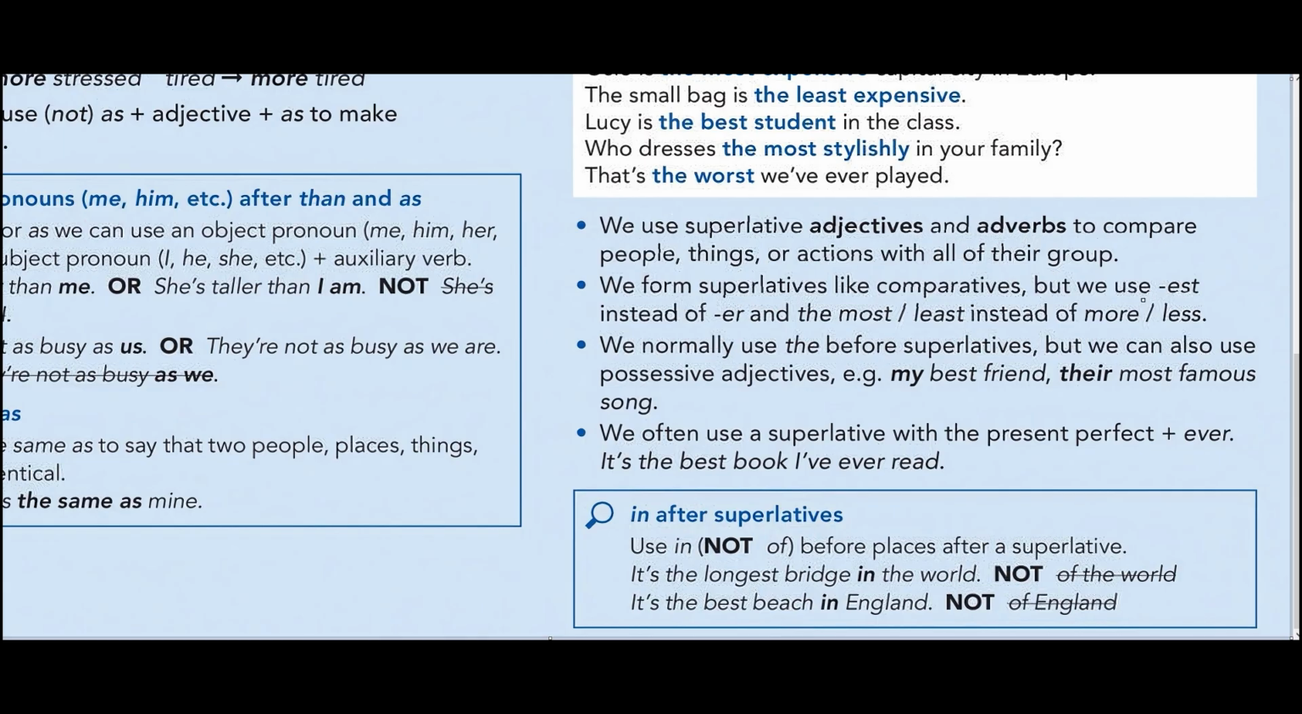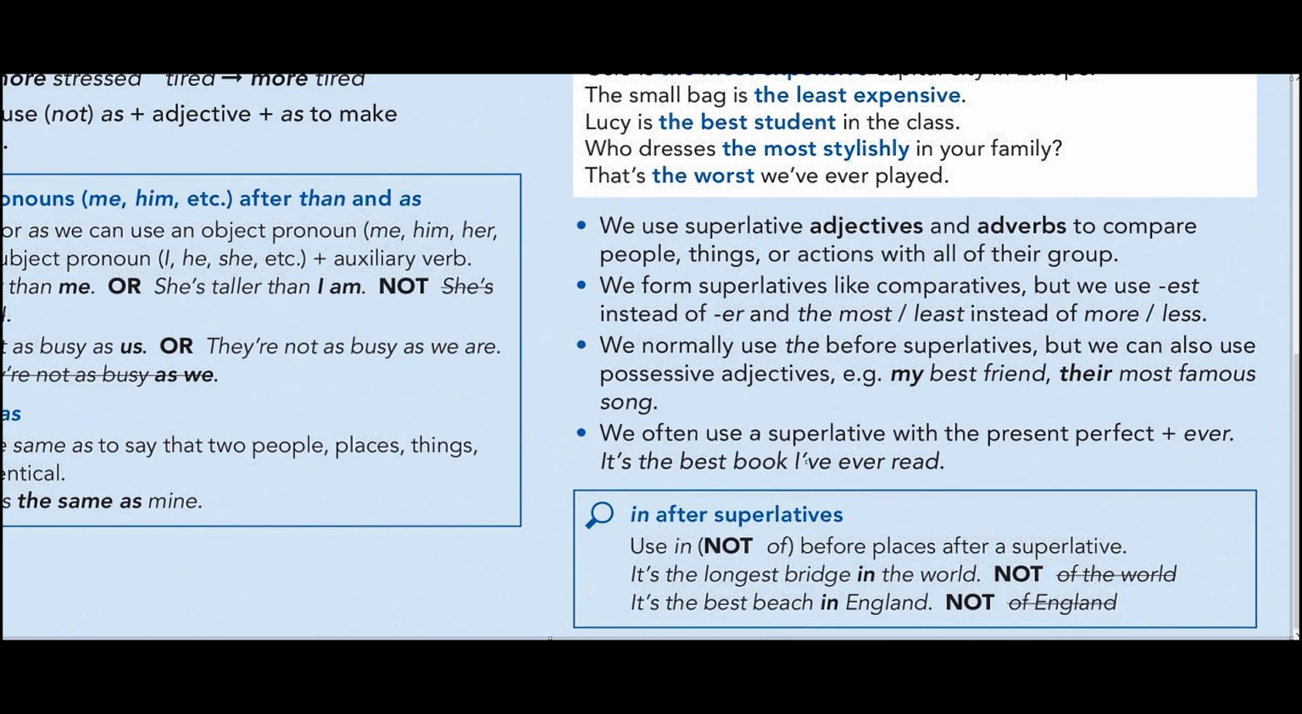уже другие окончания. То есть не er, а est вместо er. Ну да, и the most, the least вместо more или less. Мы обычно используем the, этот артикль, перед превосходной степенью. Но мы также можем использовать притяжательные местоимения: мой, твой, ваш, их и так далее, the, естественно, уже не будет. То есть my best friend, their most famous song и так далее.